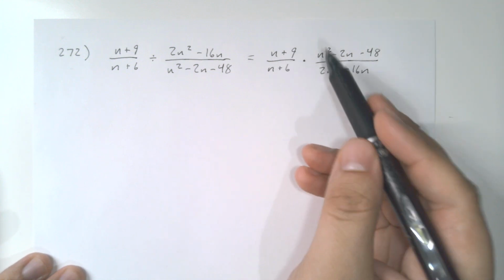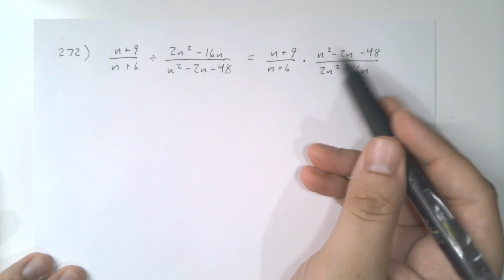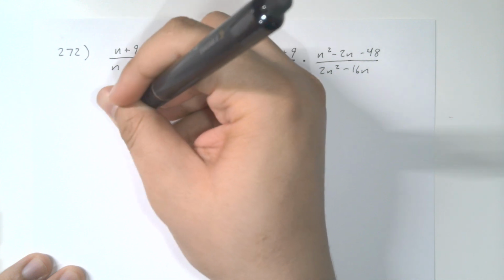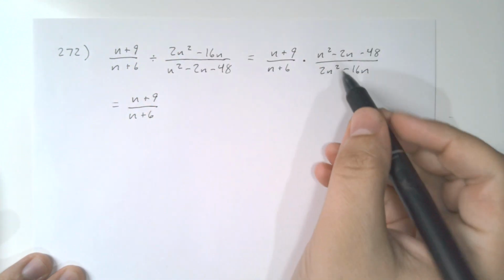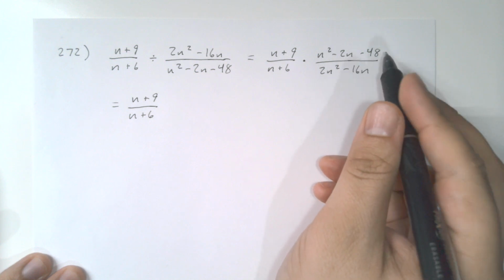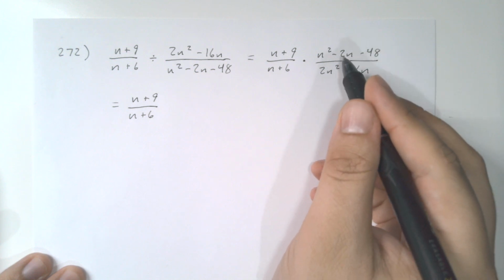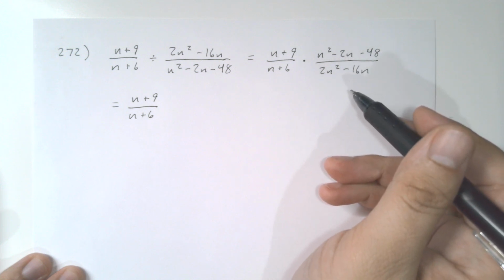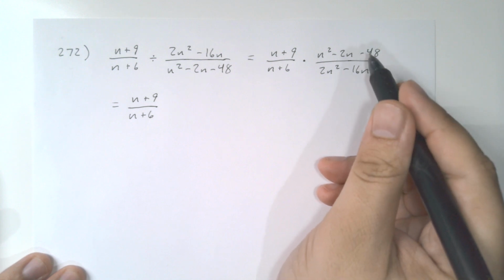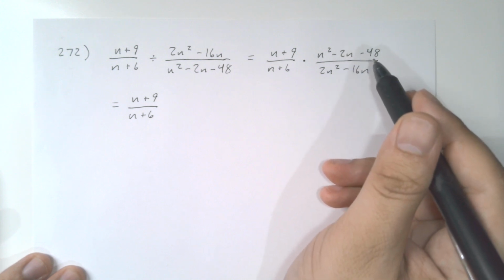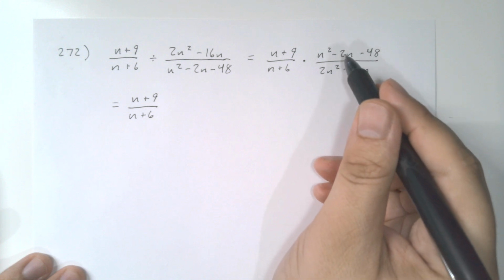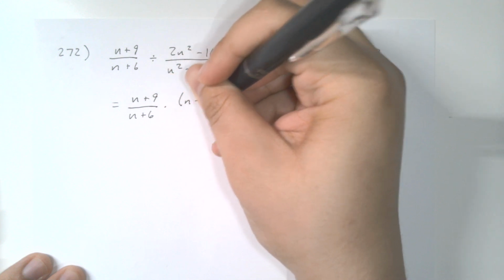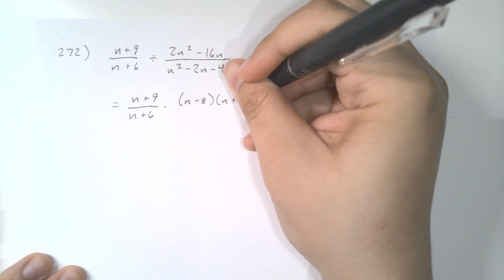And now, let's factor this fraction over here. So the n plus 9 over n plus 6 is fine. We can leave that as is. However, let's find two numbers that multiply to negative 48, but add up to negative 2. So two numbers that do that, we have the numbers 6 and 8, those multiply to 48. And if 8 is negative and 6 is positive, we'll get the negative 2. So n minus 8, n plus 6.